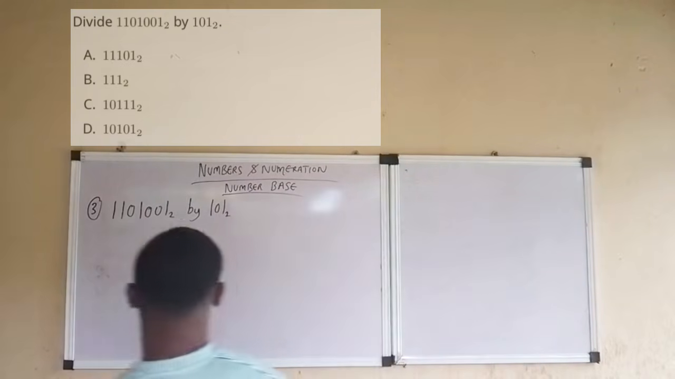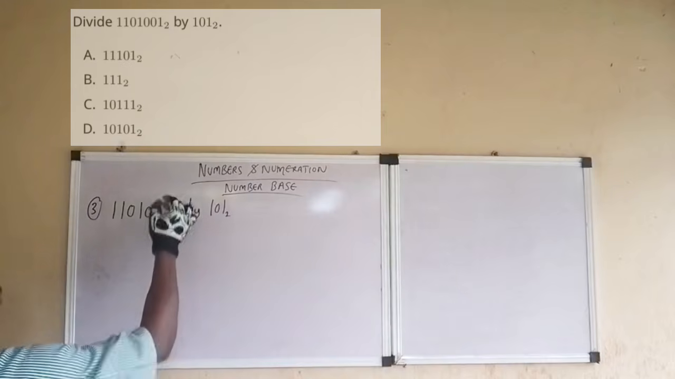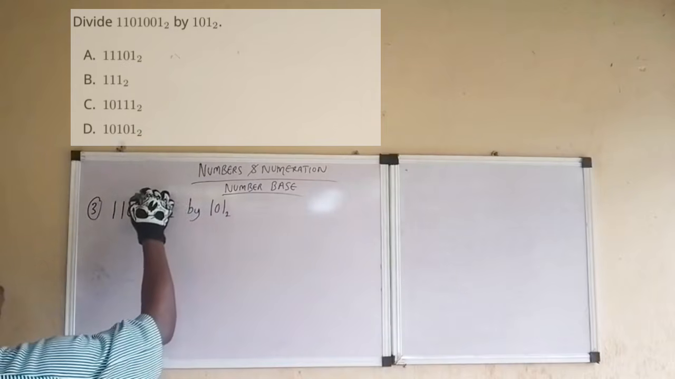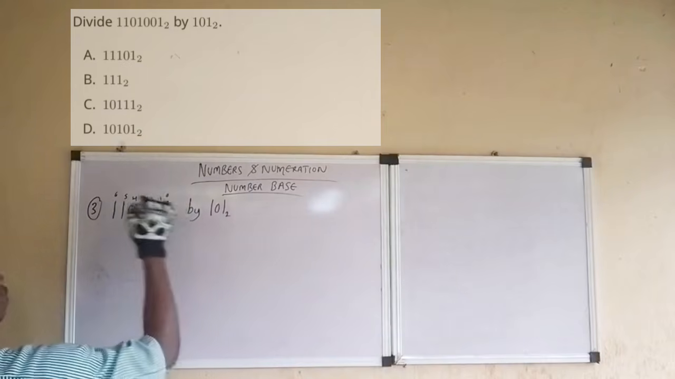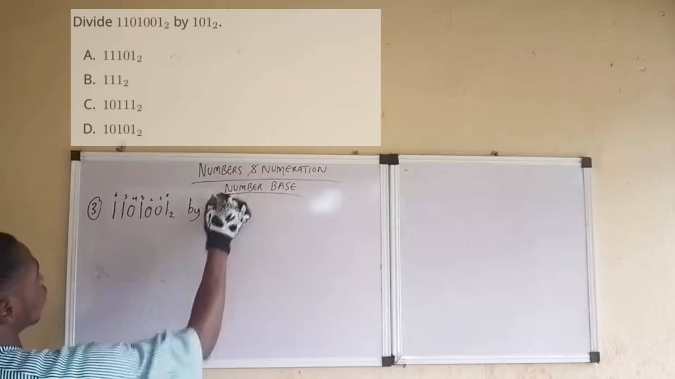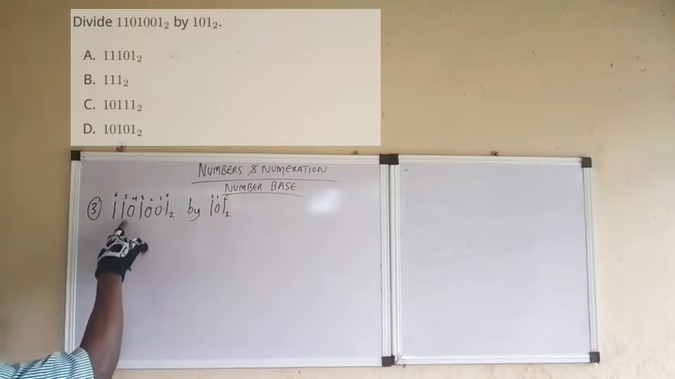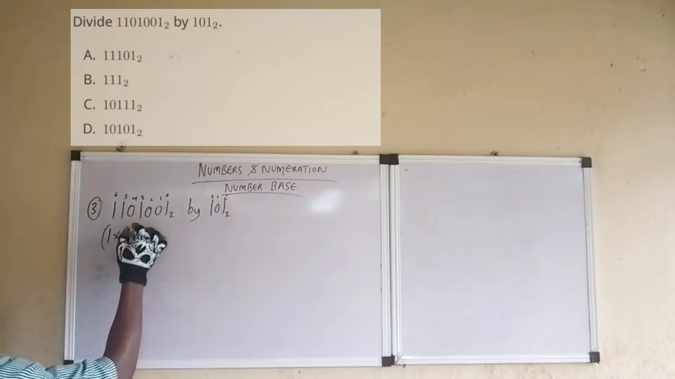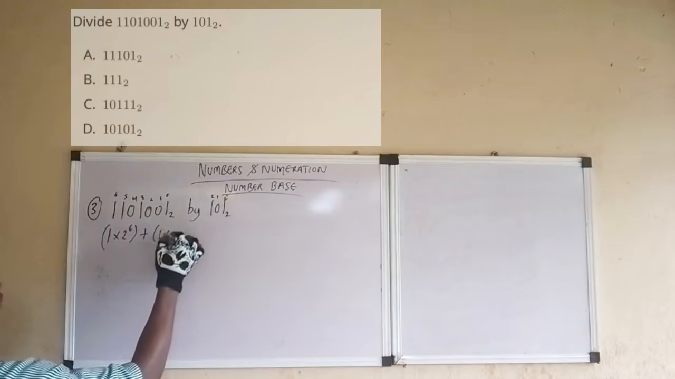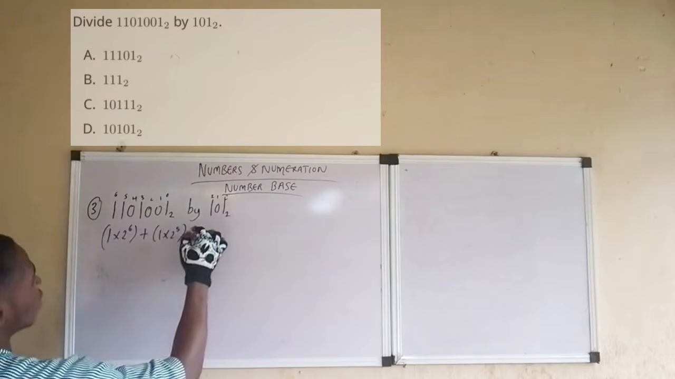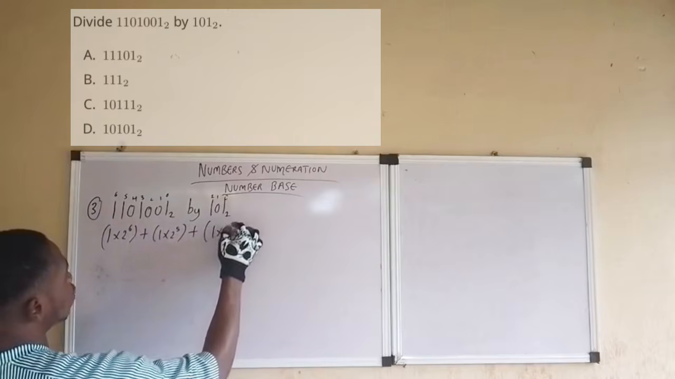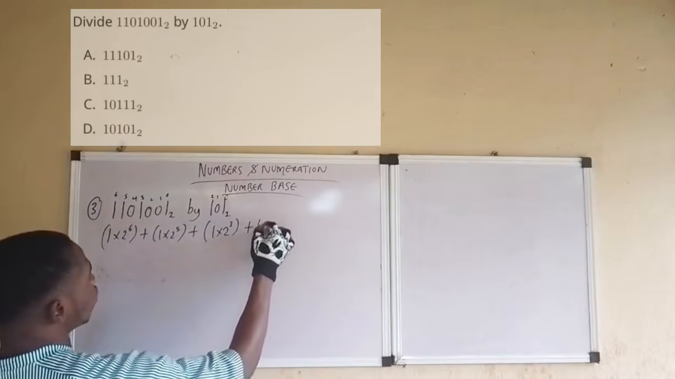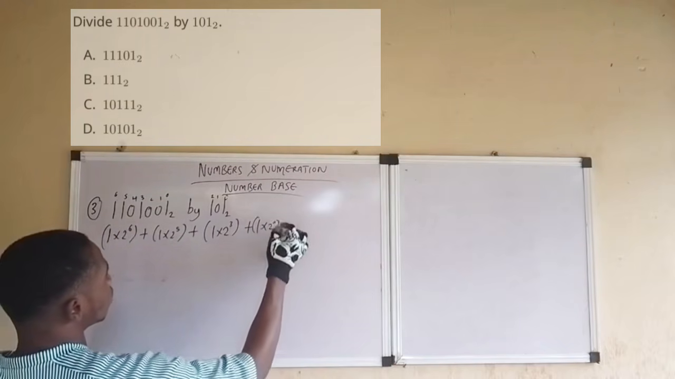So first of all, converting these numbers to base 10, we number the positions. We have 0, 1, 2, 3, 4, 5, and 6. Okay, I'm going to skip all the zeros, so we're going to save time. 1 times 2 raised to the power 6 plus 1 times 2 raised to the power 5, all right, plus 1 times 2 raised to the power 3 plus 1 times 2 raised to the power 0.